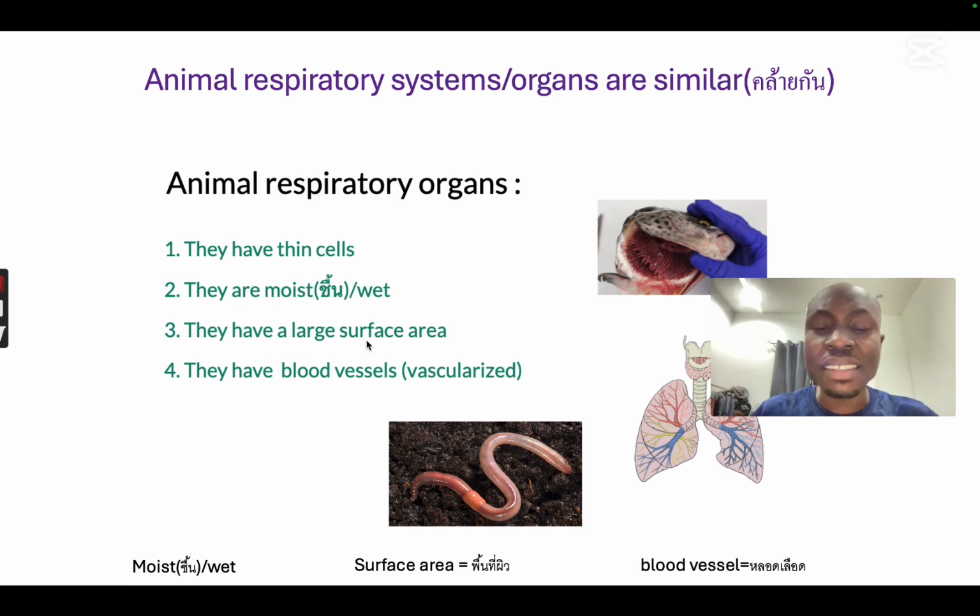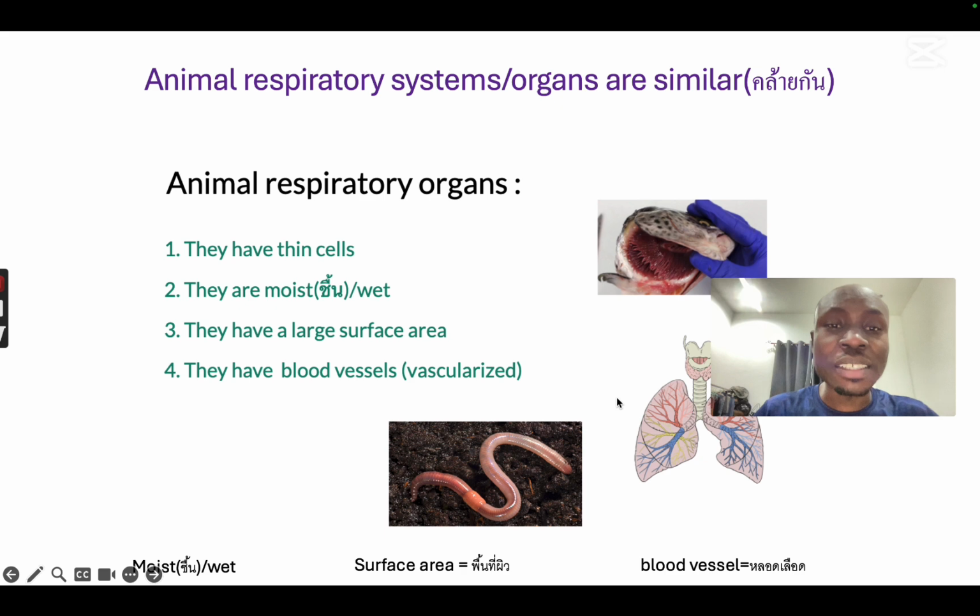Number three, they have large surface area. This is surface area, and this will help to get more oxygen into the body and more carbon dioxide out of the body. And number four, respiratory organs or systems have blood vessels.